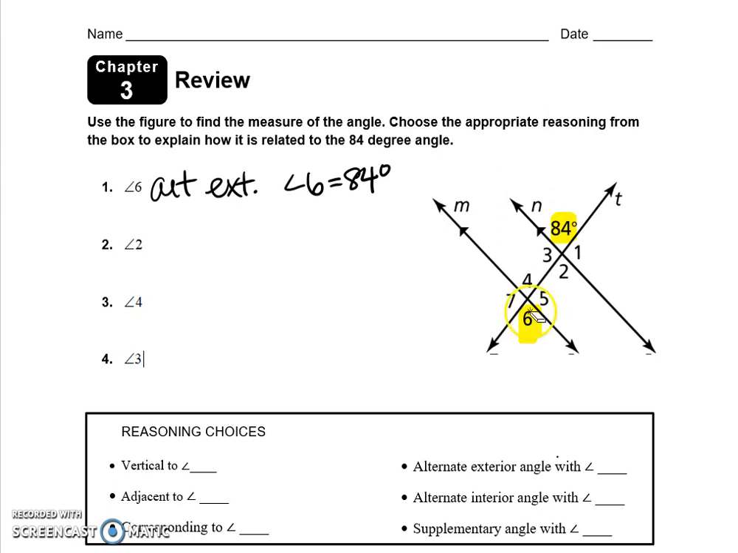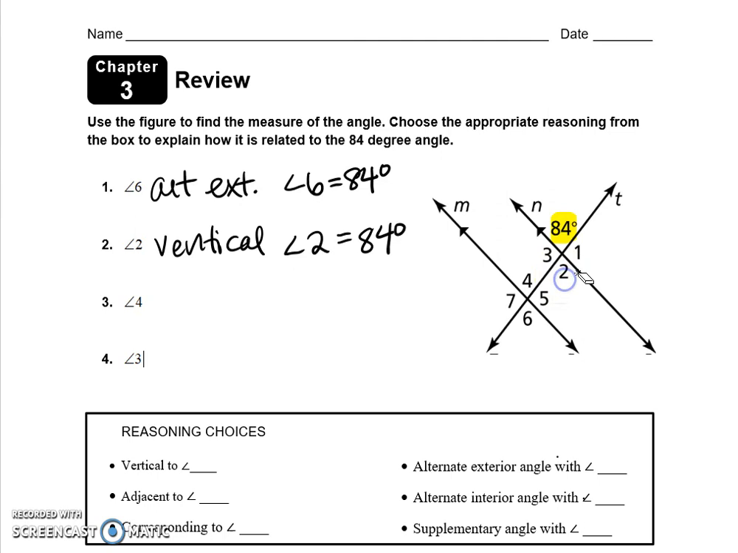And number 2, if you're erasing this so you can see what I'm talking about, angle 2 is right here. That is vertical to the given measure. And you also know that vertical angles are equal. So angle 2 is also 84 degrees.